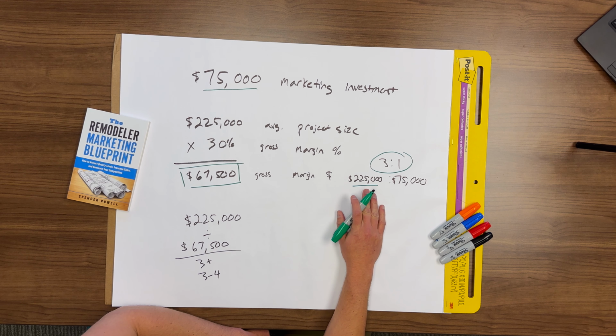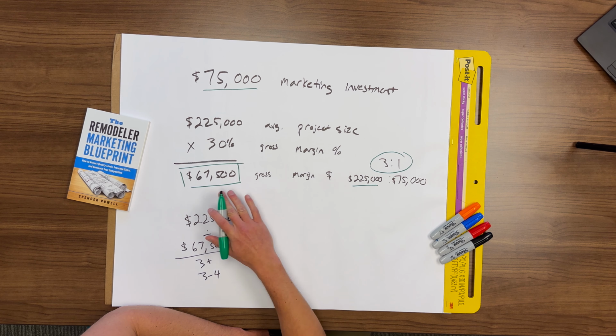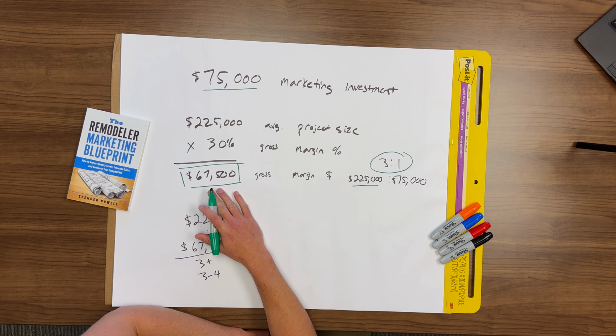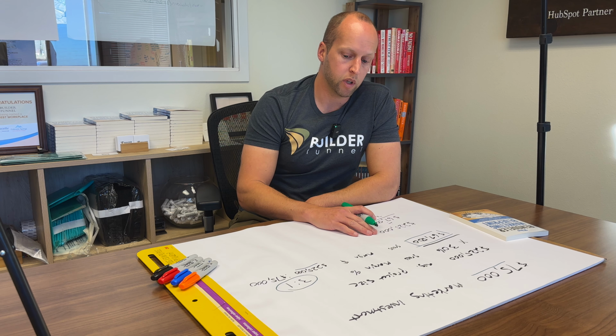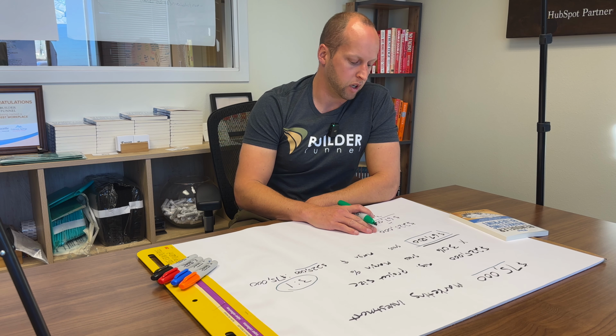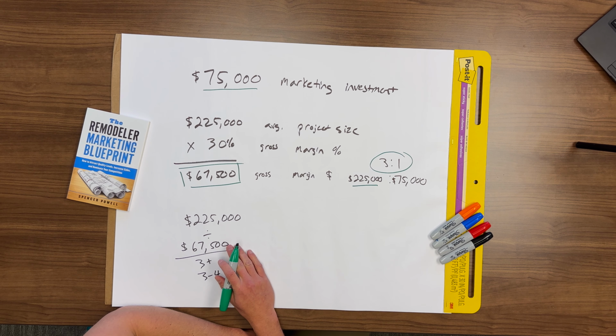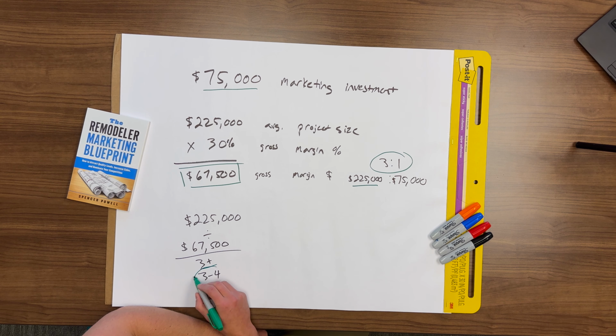Then we need $225,000 in gross margin. What does that mean for projects? That means we need to take this number and divide it by this number to get the number of projects. We've got our gross margin dollars that we need and really want to get this 3-to-1 ratio versus our marketing investment, divided by what an average project is worth, and it's 3 and some change. So it's 3 plus, we'll call it 3 to 4.